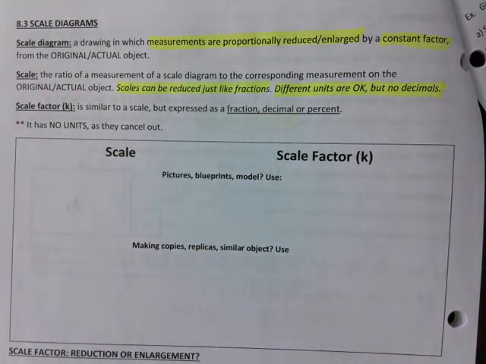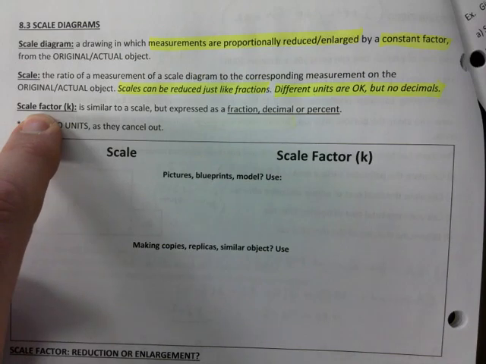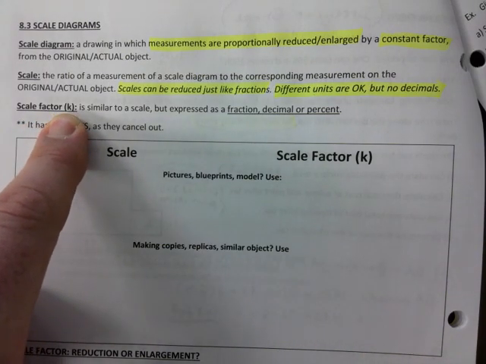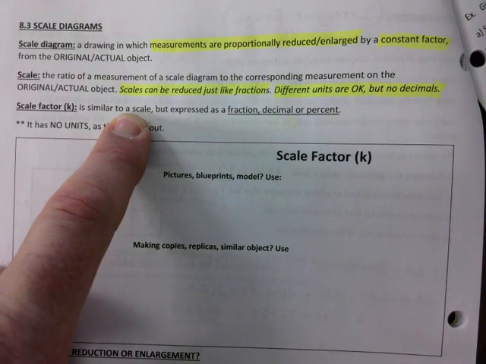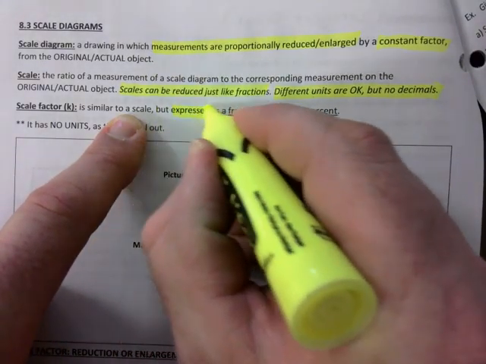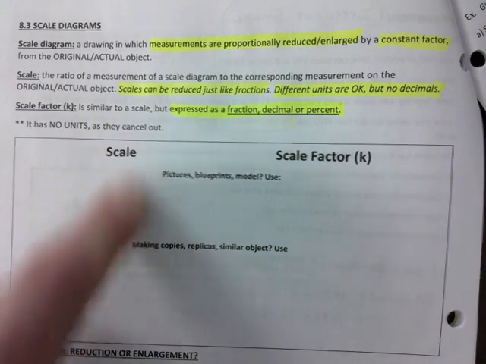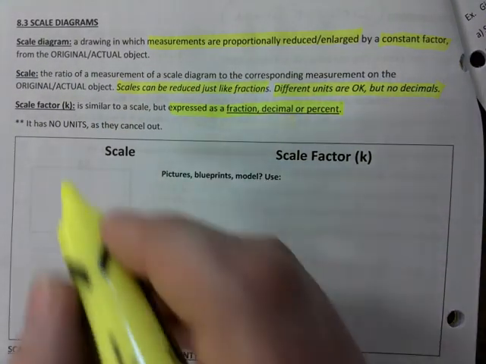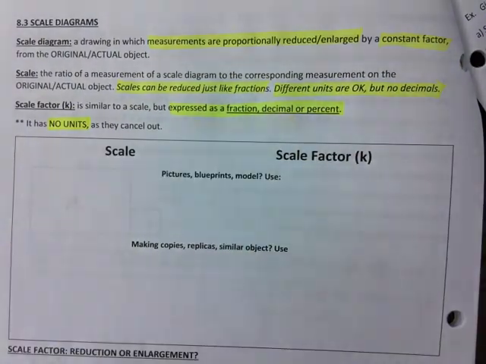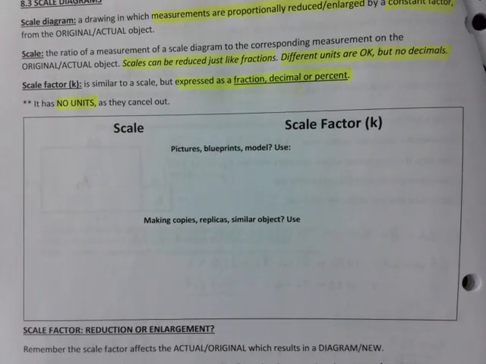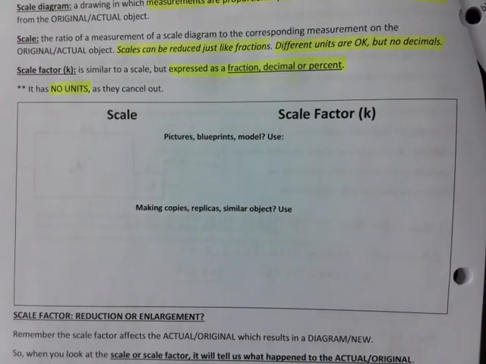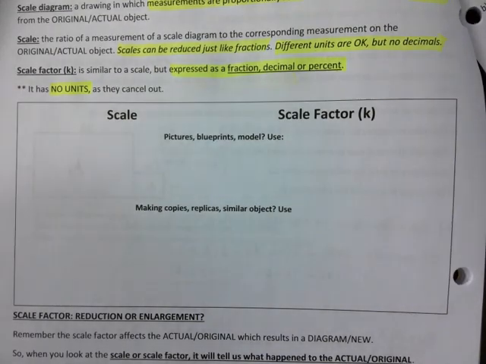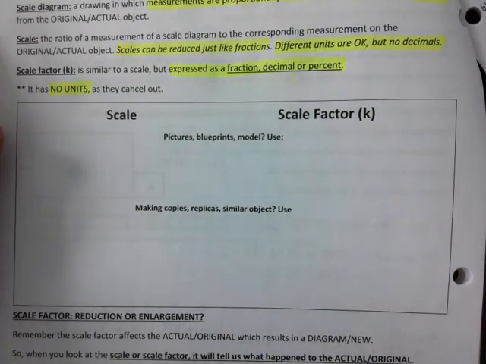And then the scale factor. The letter we use for scale factor is K. It's similar to scale, but it's expressed as a fraction, decimal, or percent. It has no units. That's something important about a scale factor. It will not have any units in it because it will cancel out. So this is study sheet material whenever something is boxed in.